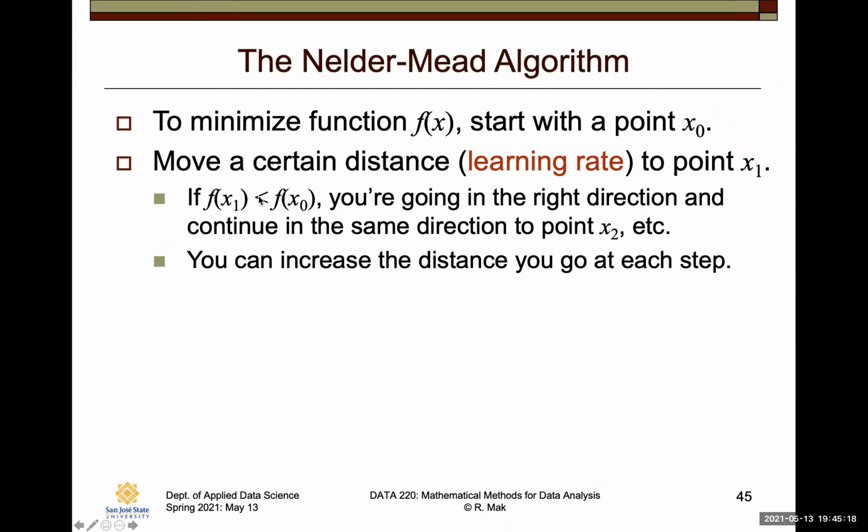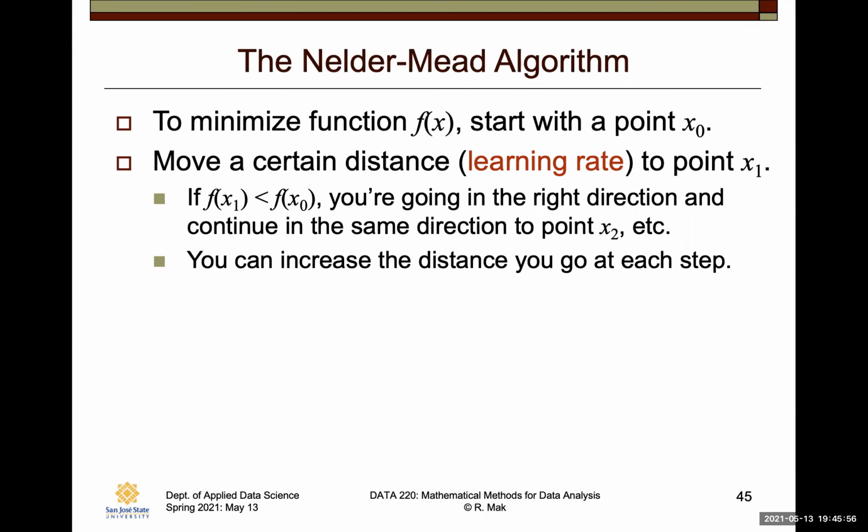And it turns out that, let's say we're trying to find the minimum, we're minimizing. If we move to the next point, and sure enough, the function is less at that point, then that says, hey, we're going in the right direction. And so you go in the same direction to x2, and then do a test to see if the value of the function has decreased. This distance that you move is called the learning rate.